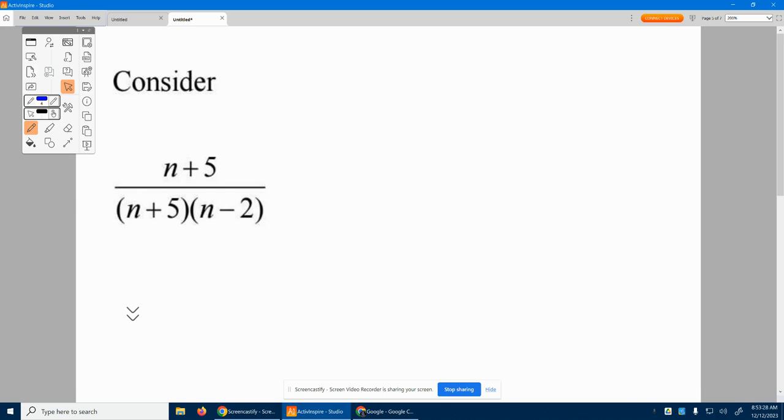Consider this. What if you have n plus 5 over n plus 5 times n minus 2? Now, this is just 2 pieces being multiplied. So this number, if n is 1, you have 6 and 6. If n is 2, you have 7 and 7. Either way, that and that are the same thing. I'm going to cross out, and you're going to be left with 1 over n minus 2.